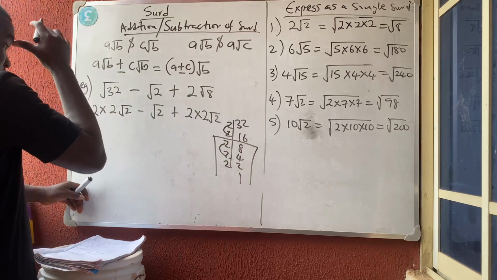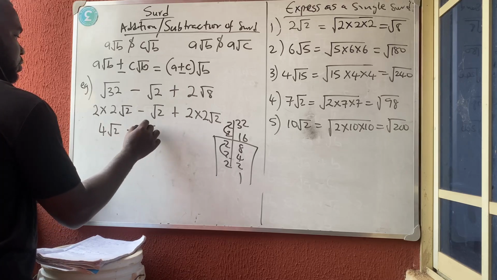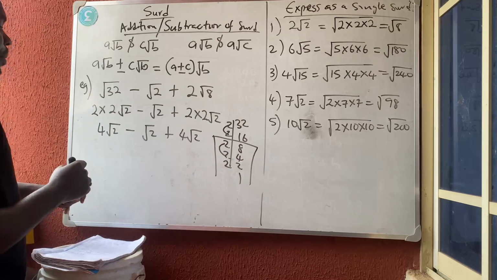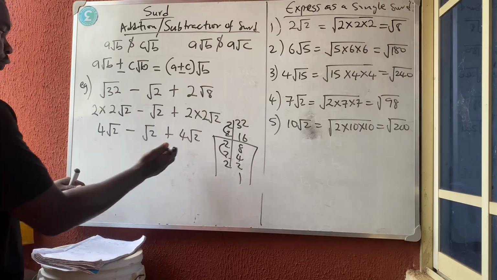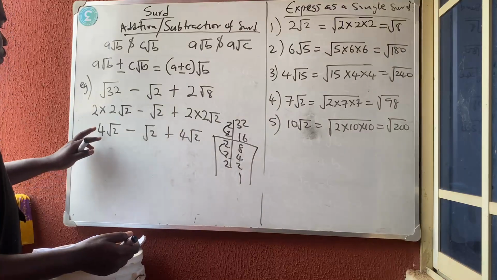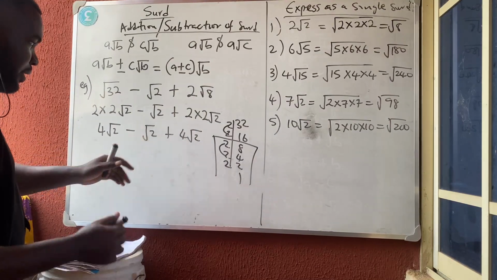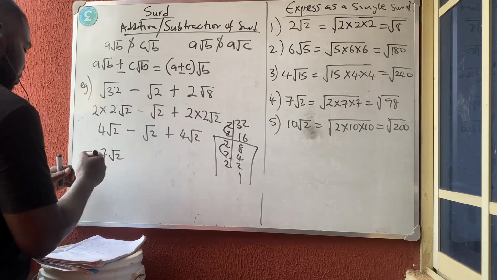Okay, so what do we have? This time, this will give you what? 4 root 2 minus root 2 plus 4 root 2. So remember what I told you, that only the coefficient is what we add or subtract. If you look at it, they are all like surds. So 4 plus 4 is 8. 8 minus 1, there's an invisible 1 here, to give you 7. So my answer becomes 7 root 2.